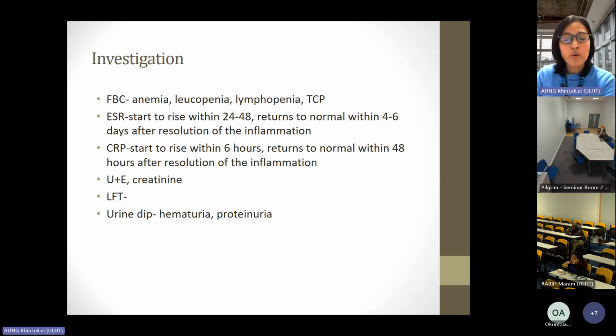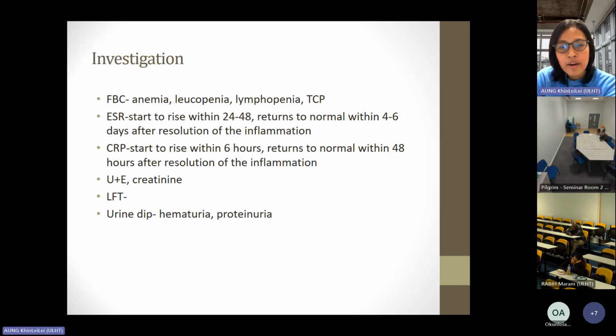So after that, we are going to do some investigation. We are going to start from the basic investigation, request the full blood count. We will check whether the patient has anemia, leukopenia, lymphopenia, thrombocytopenia. If we find these abnormalities, we will suspect lupus, Sjogren, or MCTD. Inflammatory myopathy and systemic sclerosis rarely affect the hematological system.